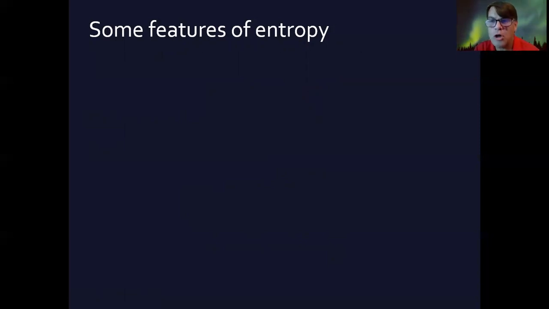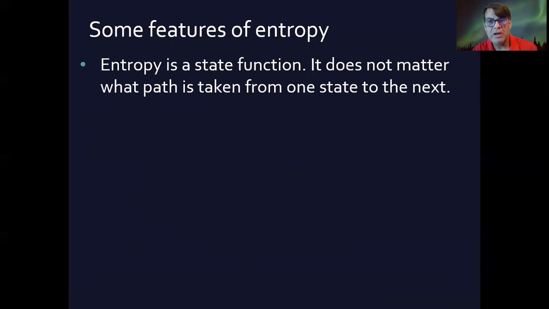Well, let's talk about the implications. I've already told you some of these things, I think, but here are some of the consequences. One of them I've already mentioned: entropy is a state function. It doesn't matter what path it takes to get from state 1 to state 2. The entropy at state 2 is going to be the same either way. Let's say you came from here, or here, or here, to get to state 2. Doesn't matter.